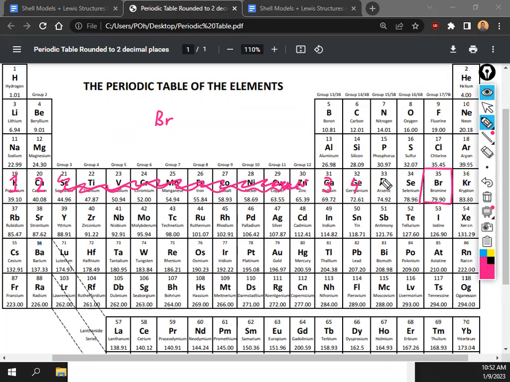3, 4, 5, 6, 7. So bromine is going to have 7 valence electrons. Okay, that's it. That's the important rules to remember.